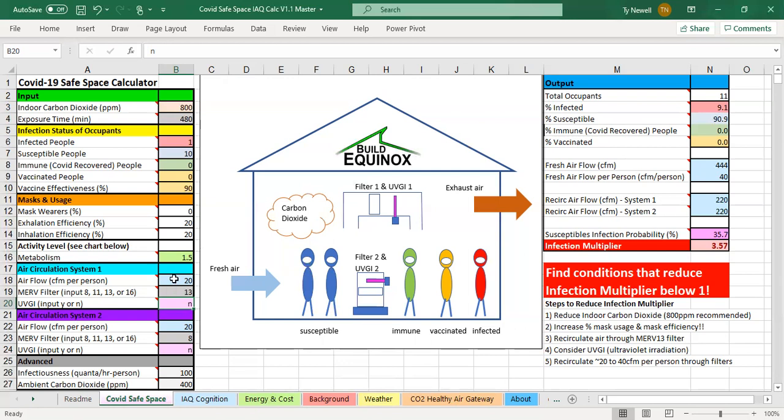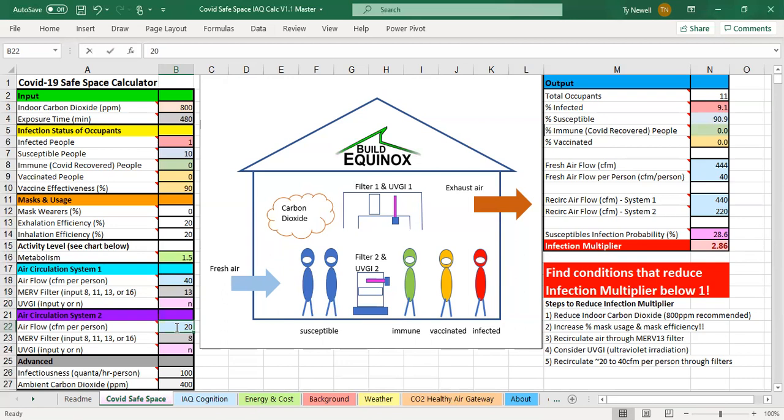By adding 20 cubic feet per minute of recirculated air through a MERV 13 filter, we're pulling out virus and we're further reducing the probability that you're going to get infected. And we've reduced the number of people an infectious person might infect. If we double the amount of airflow through this filter, we have further progress toward reducing the probability of getting infected and the number of people infected.